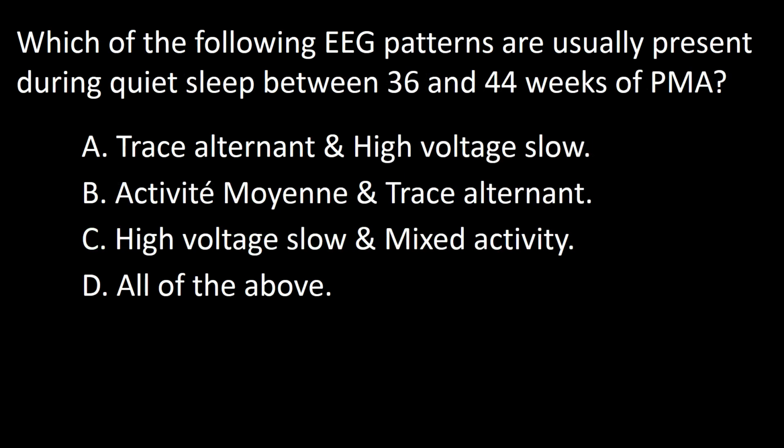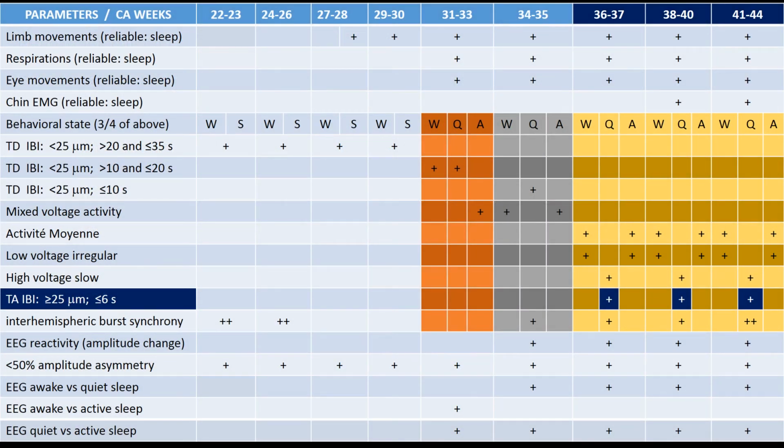Next question. Which of the following EEG patterns are usually present during quiet sleep between 36 and 44 weeks postmenstrual age? A. Tracé alternate and high voltage slow. B. Activité moyenne and tracé alternate. C. High voltage slow and mixed activity. D. All of the above. Tracé alternate, as we have already discussed, is present during quiet sleep from 36 to 44 weeks. It may persist all the way to 48 weeks.